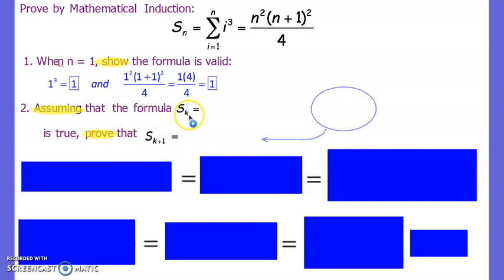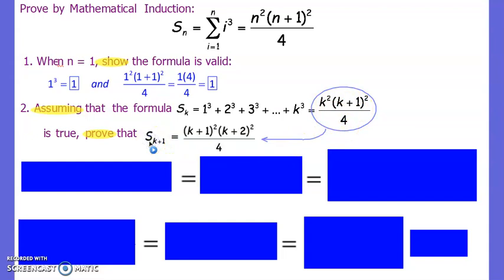If you take S sub k, so that being our formula up top here, 1 cubed, 2 cubed, 3 cubed, all the way up to k cubed, that should be equal to our shortcut formula. We're going to assume it works. But if it works for k steps, we need to prove that it works for k plus 1 steps. So notice I took k squared, it became k plus 1 squared. K plus 1 squared became k plus 2 squared, the next step in the sequence.